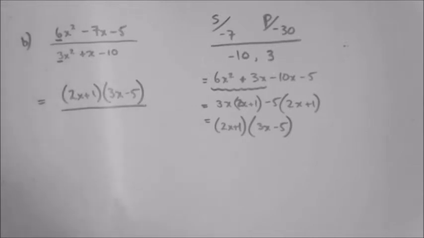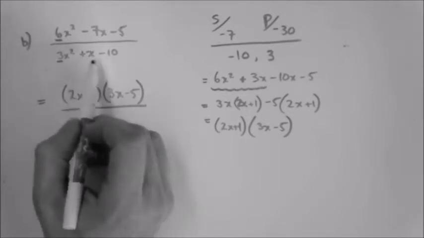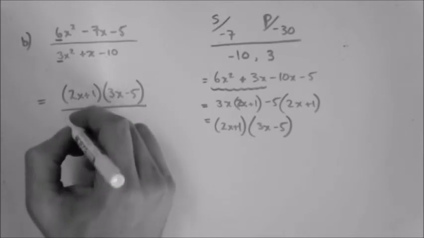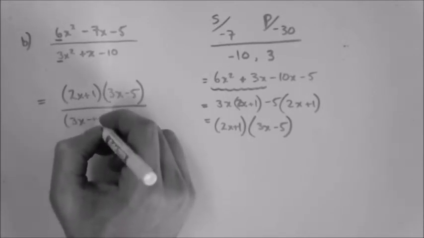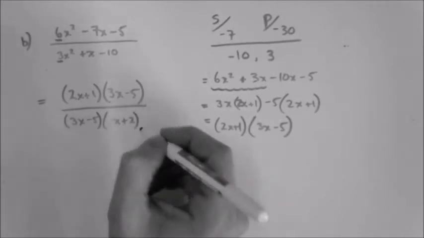In the denominator, we'd use the exact same strategy. We'd be doing sum and product with a sum of positive 1 and a product of negative 30. I'm not going to do the work. I'm just going to write down what you would end up with: 3x minus 5 times x plus 2.